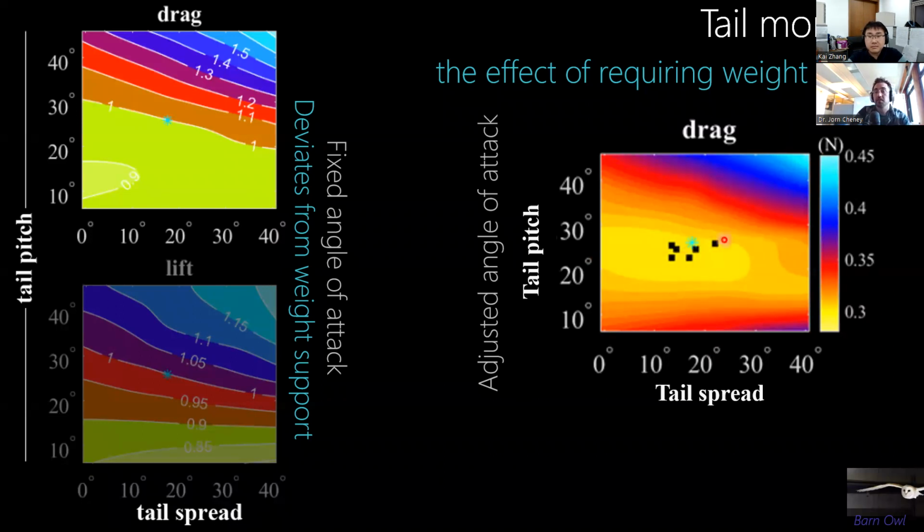And these little black dots, as well as this asterisk, are the flight geometries that we observed in the barn owl flying at the same speed as our CFD model. What we found was that the barn owls tend to fly at the speed and with the tail configurations that were within this minimum well, basically meaning that their tails tend to adopt a configuration that reduced their drag, that kept them at their minimum drag.